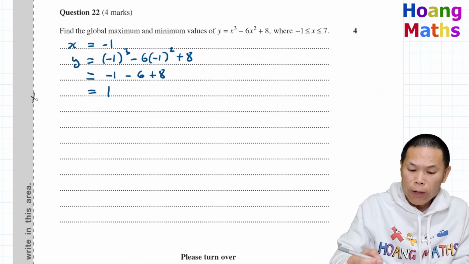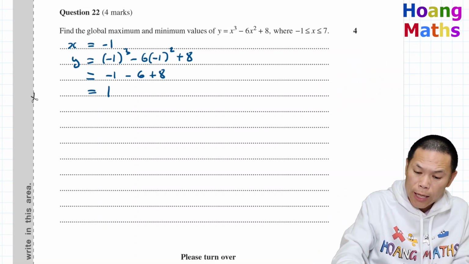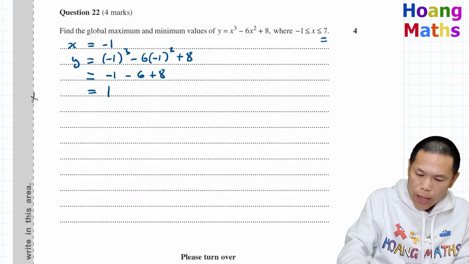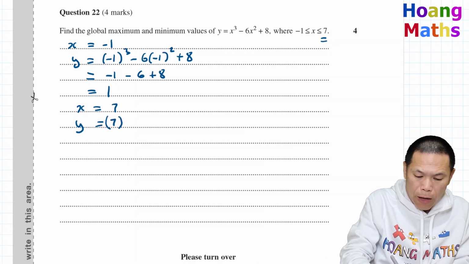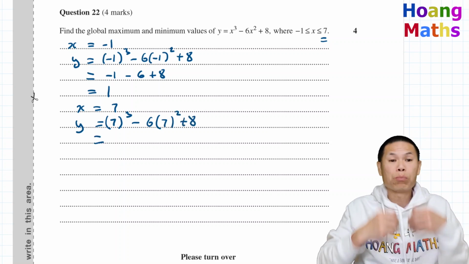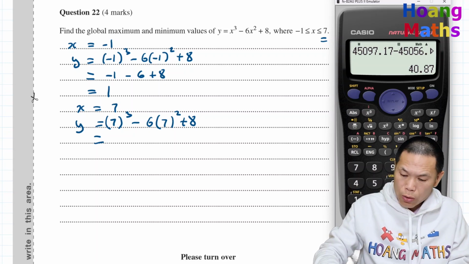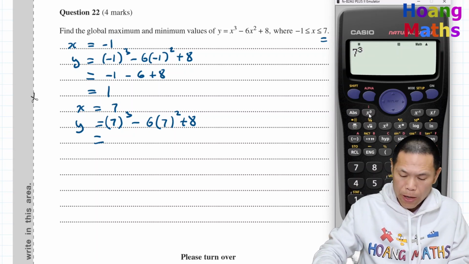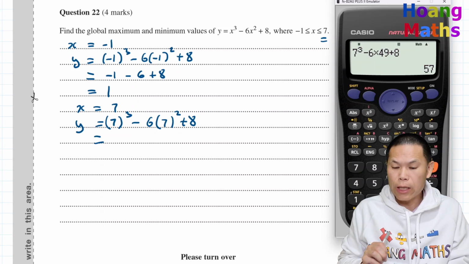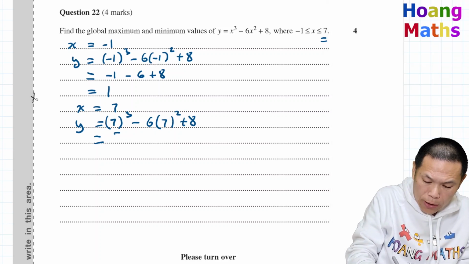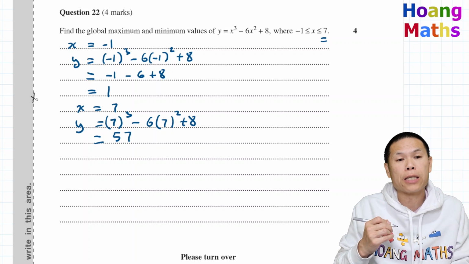So now the next one is we need to find another endpoint, that is when x is 7. So when x is 7, y will give me 7 to the power of 3, we minus 6 lots of 7 squared, plus 8. That will give me, I just put on a calculator. So just go 7 cubed, and then we minus 6 times 49, because 7 squared is 49, okay? We add 8. So there you go, 57. So y is 57.